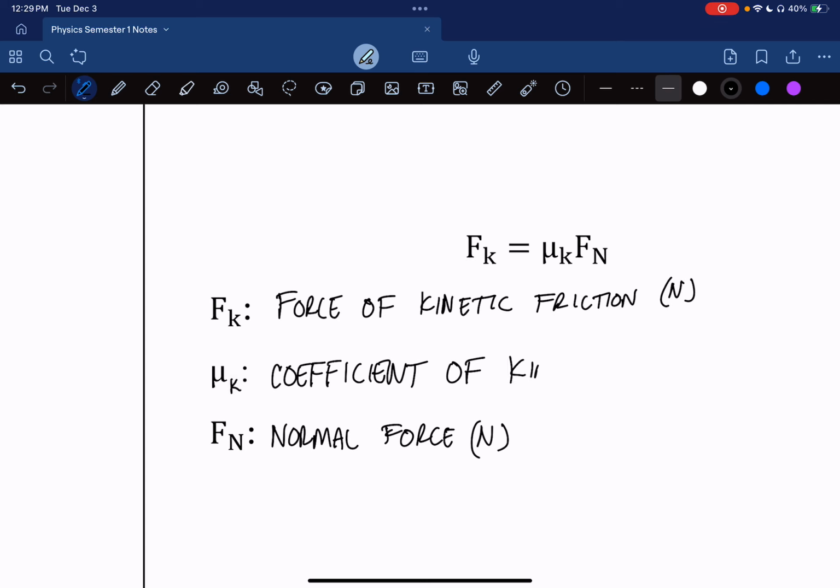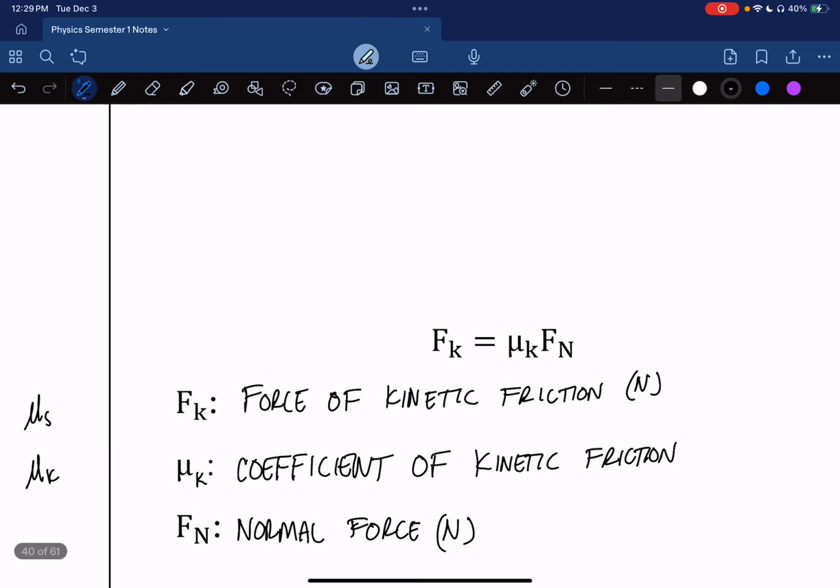Coefficient of kinetic friction, which again has no units. This number is typically smaller than mu sub s. So mu sub s and mu sub k, this one is typically greater than this one. Once you get that object to start moving, it's typically easier. There's less force involved to get it to move than trying to get it to move in the first place.